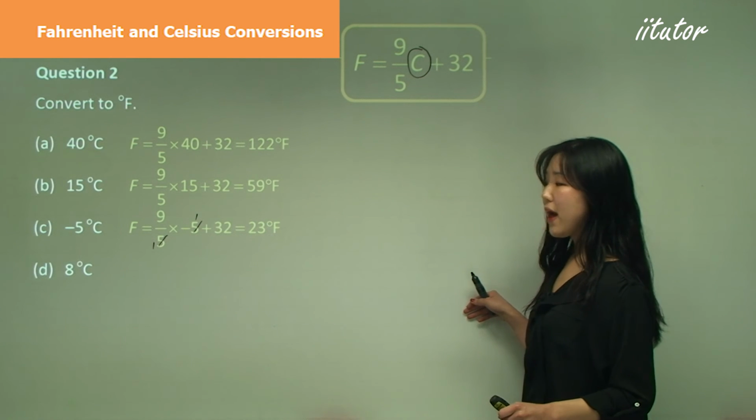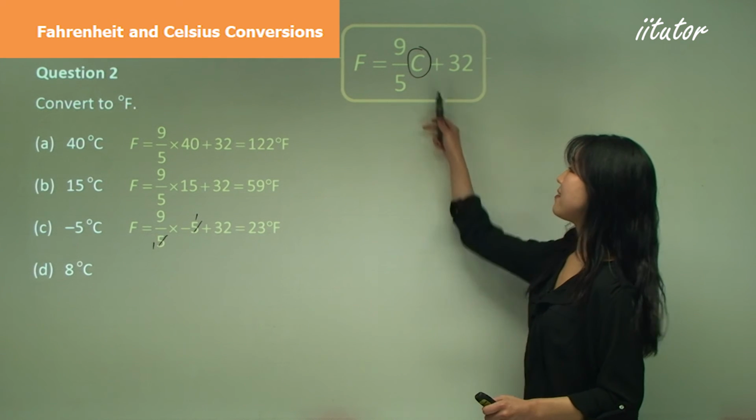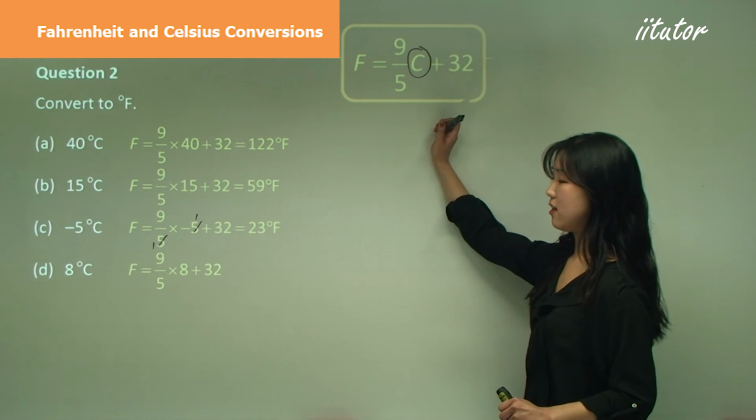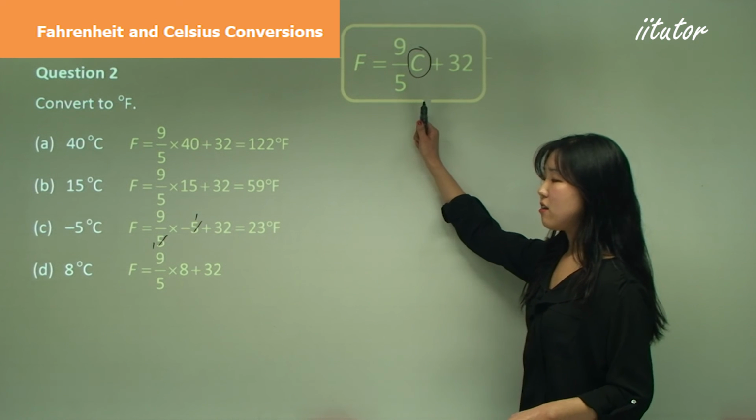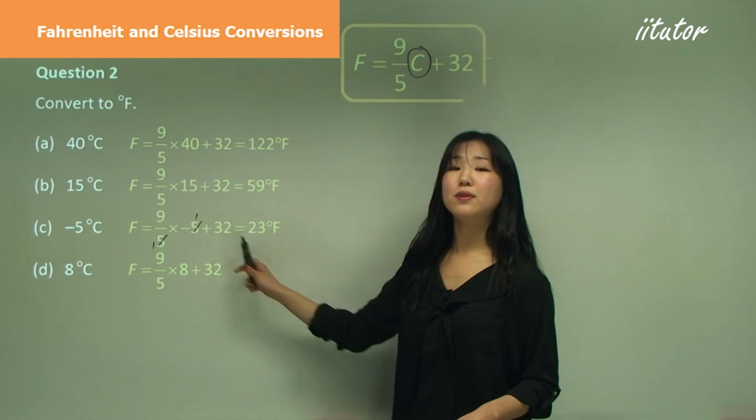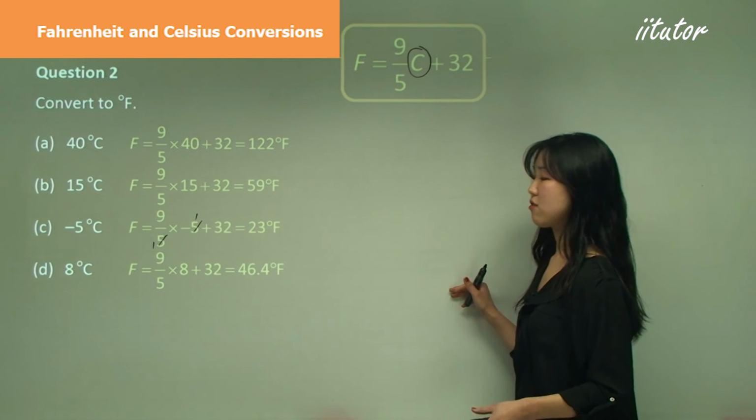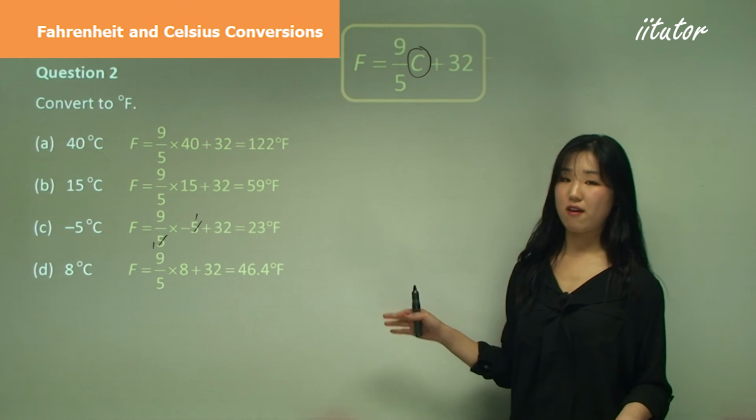I'll do one more, 8 degrees Celsius. You put 8 into the replacement of C, like that. And then 9 over 5 times 8 plus 32, you should get an answer of 46.4 degrees Fahrenheit.